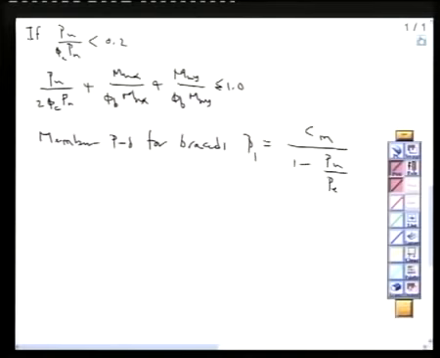Now Cm, you got tables for it, and you got this equation, which is 0.6 minus 0.4 M1 divided by M2, where M2 is the larger bending moment and M1 is the smaller bending moment. And this ratio is negative for single curvature and positive for what? Double curvature.